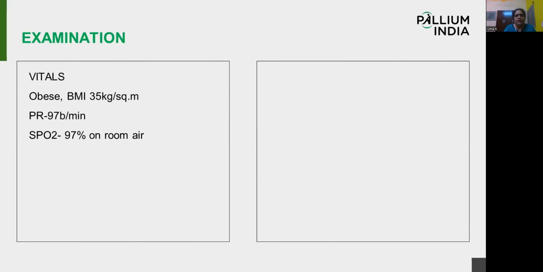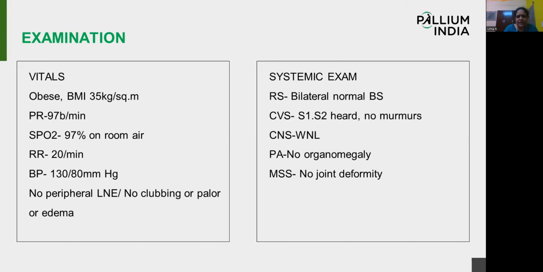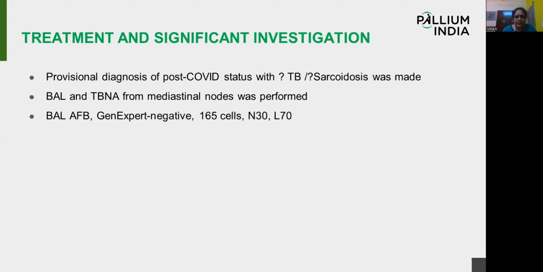Okay. So on examination, this patient was obese. Her vitals were normal. There was no peripheral lymphadenopathy, clubbing, pallor, or edema. Next. And CVS was normal. Essentially, the entire systemic exam was normal. Next slide.